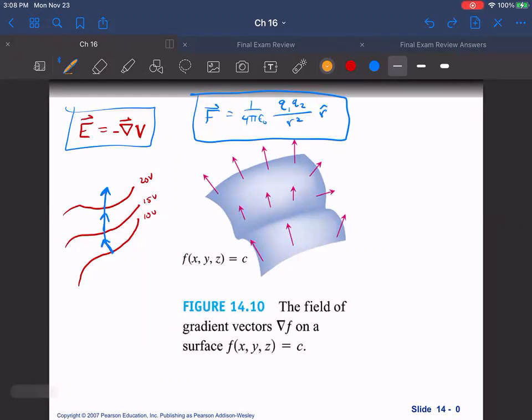Here we've got a gradient of a scalar field. The gradient of a scalar field will give us a vector field, because if you remember, if we have a scalar function and we take the gradient of it, we get the vector that points in the direction that the scalar function is changing the fastest. So it actually gives us an equation of vectors.